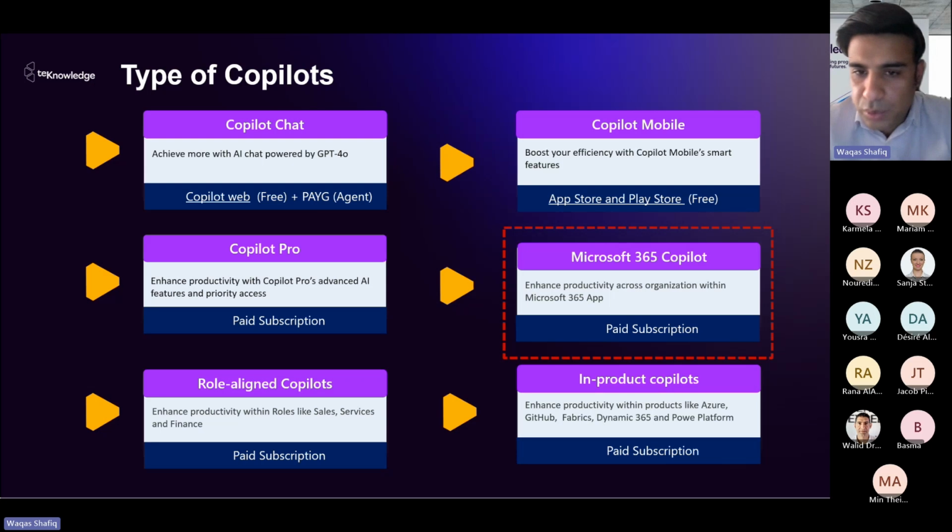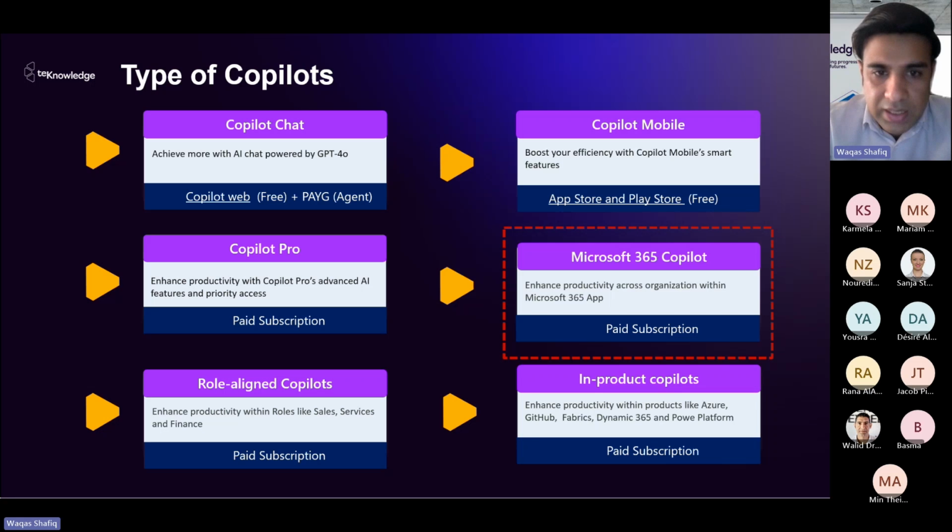You have a Copilot Pro. What is that? This is the individual version of Microsoft 365 Copilot. For example, you're not working with an organization, but you want to get maximum benefit from Microsoft Office applications. Like you want to use Copilot in Word, you want to use Copilot in Outlook and all other applications. Then on an individual level, you need a Copilot Pro license. That is a paid subscription. You can check the cost available on the internet.